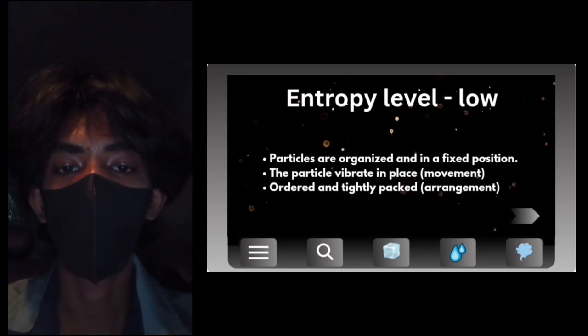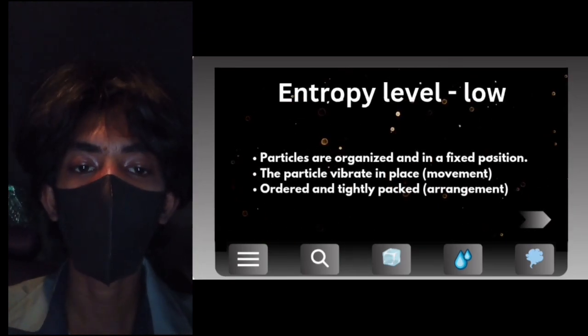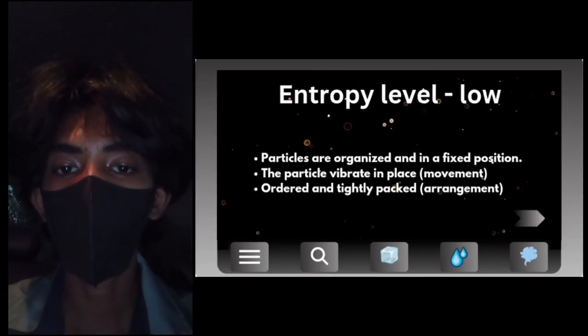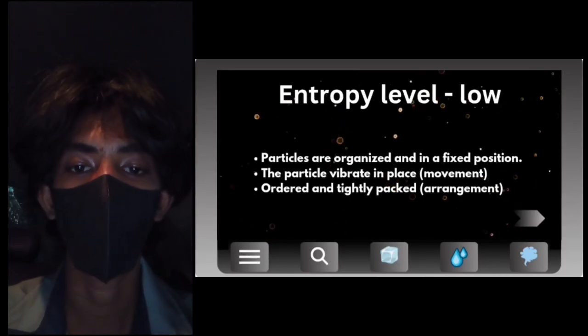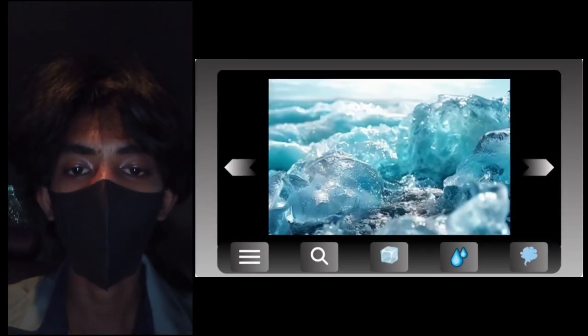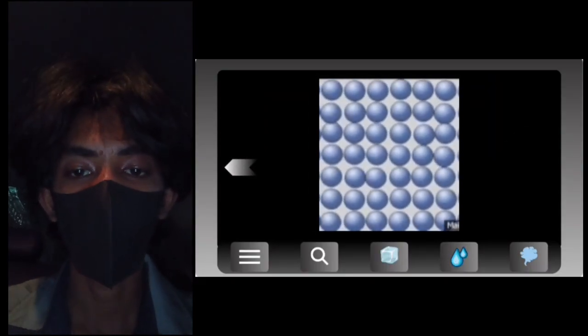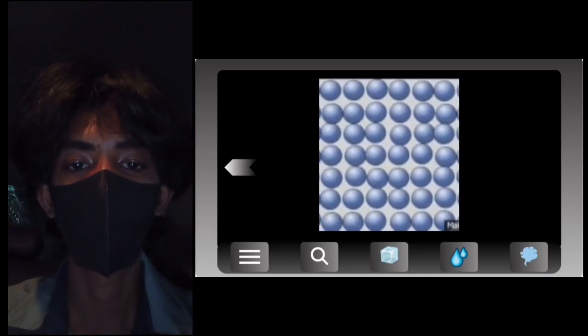First up is the low entropy level. It signifies that the system is in a highly ordered state with little disorder and randomness. Just like in our PPT, it shows how ice is similar to this state, because the molecules are compact, keeping the molecules in their place.